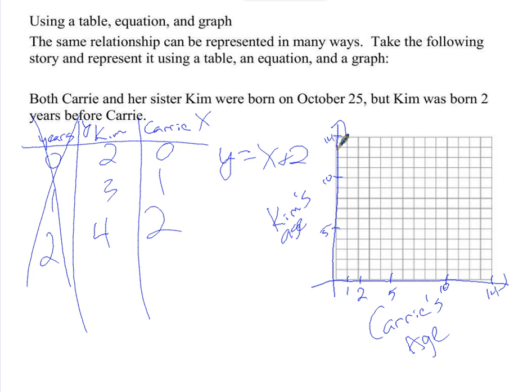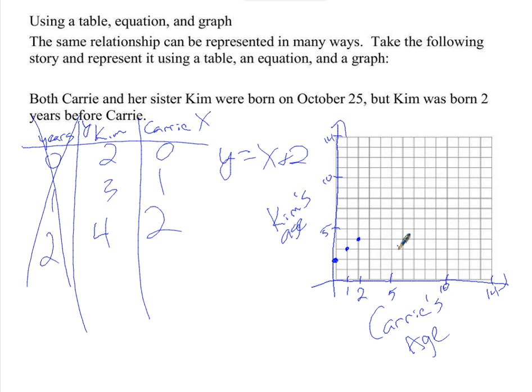Okay, now we want to make some ordered pairs. We have Kim and Carrie. We need to make these dots happen on here. So, how do I graph the first one that I have? I have 0 for Carrie's age, 2 for Kim's age, so I'm going to put a dot right there. I have what next? 1, 3, so I'm going to put a dot there. And after that? 2, 4, and put a dot there.